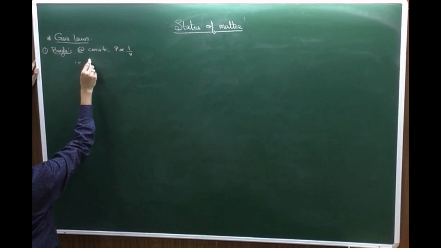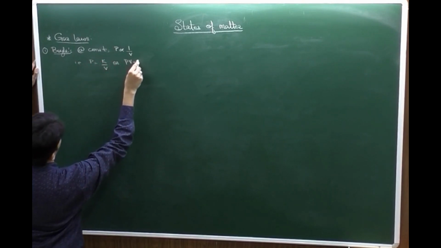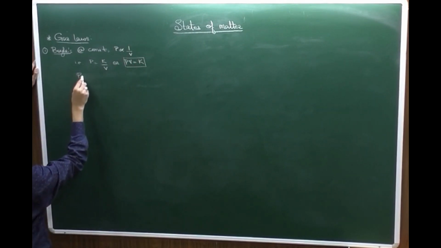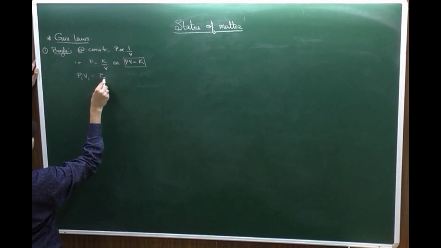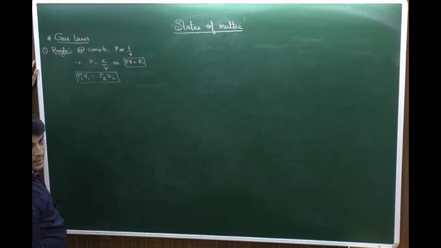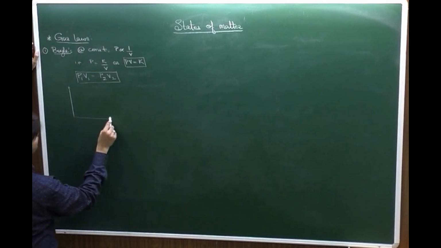That is, P will be equal to K by V, or PV, the product of pressure and volume, will be equal to a constant. And if you are asked numericals with respect to two sets of data, then apply P1 V1 is equal to P2 V2. Then there are graphs which are asked with respect to Boyle's law.